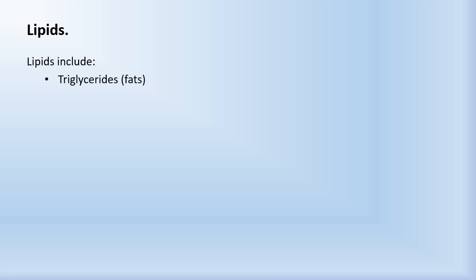Lipids. So lipids, we have triglycerides. These are fats. Oils are liquid fats. Waxes, an example of that is possibly earwax or cerumen. And phospholipids. Phospholipids form the plasma membranes and the membranes within cells. Steroids, here we're talking about potentially hormones.